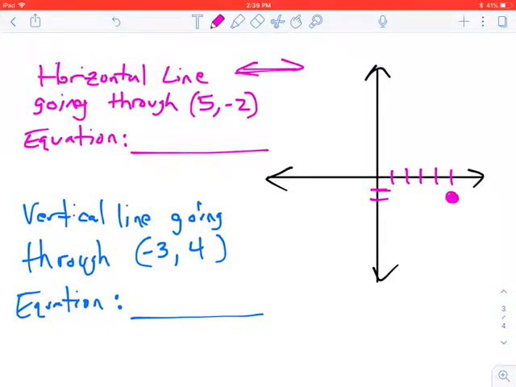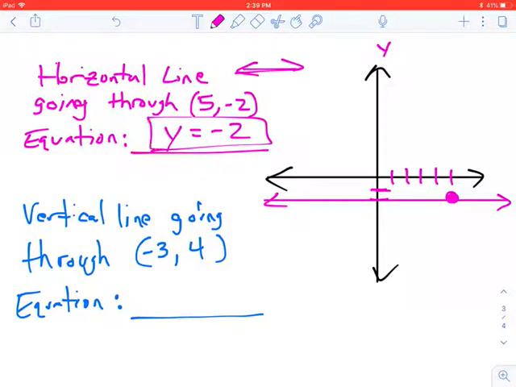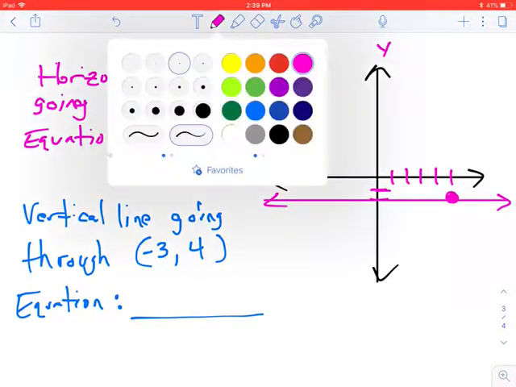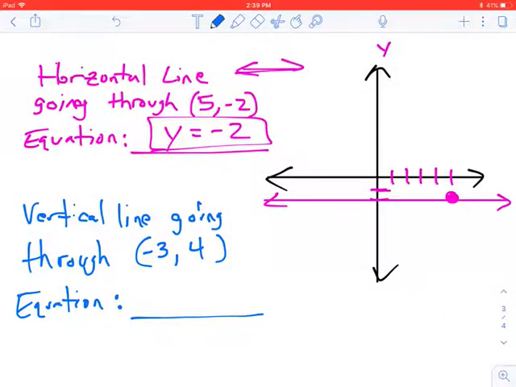And if it's a horizontal line, that means it's going this way. Since it crosses the y-axis, that's the equation. y equals -2. And the same thing goes for the other one. I've got a vertical line. Vertical means going up and down, going through -3, 4.